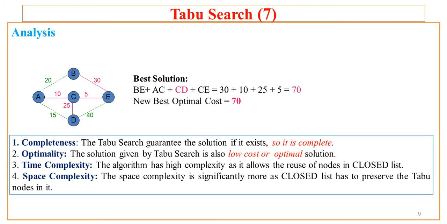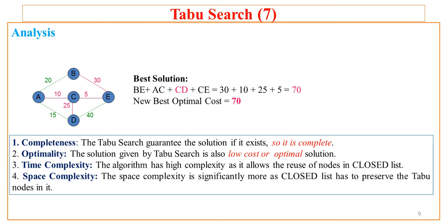Now if we see the completeness, taboo search guarantees the solution if it exists, and so it is complete. So here we have seen that taboo search is capable of giving the solution of even a minimum spanning tree. Optimality: the solution given by taboo search is also a low cost solution, or optimal solution. So we have seen that taboo search not only gives the solution for the given problem in the traditional way, but also considers the constraints on the given problem, and it effectively uses the taboo list. So the solution given by taboo search is low cost or optimal, so that's why it is optimal as well.